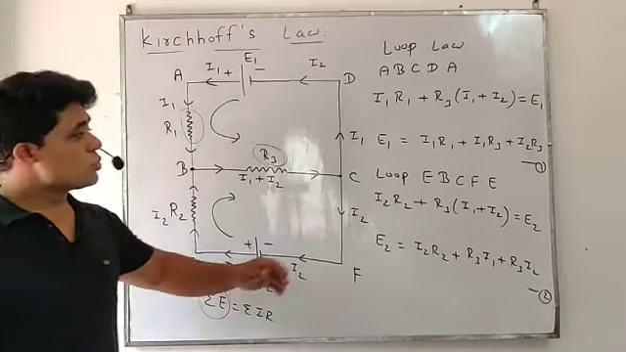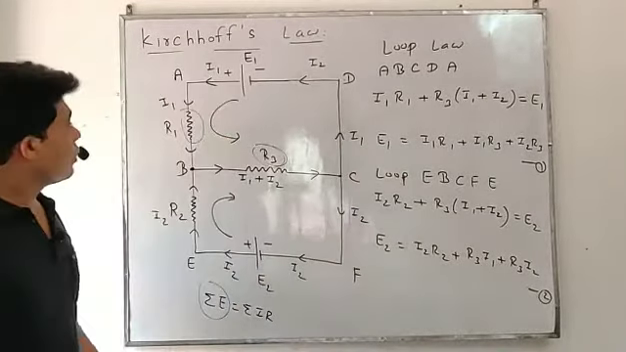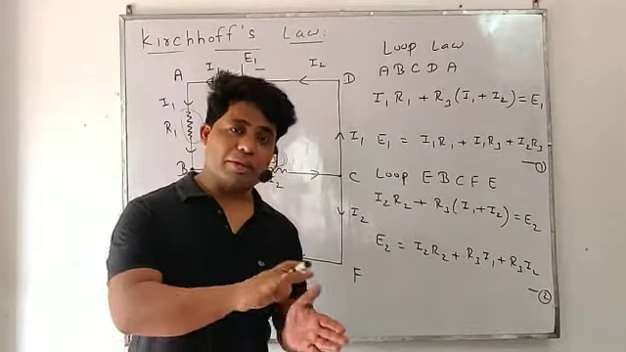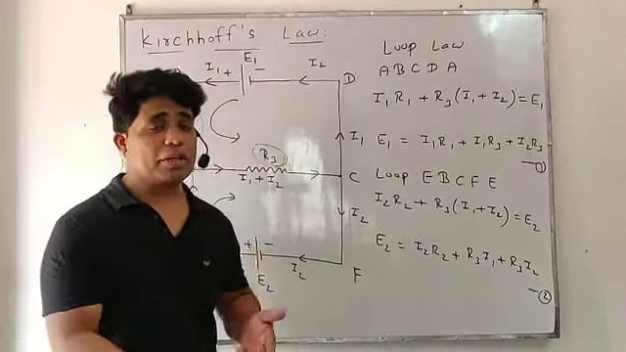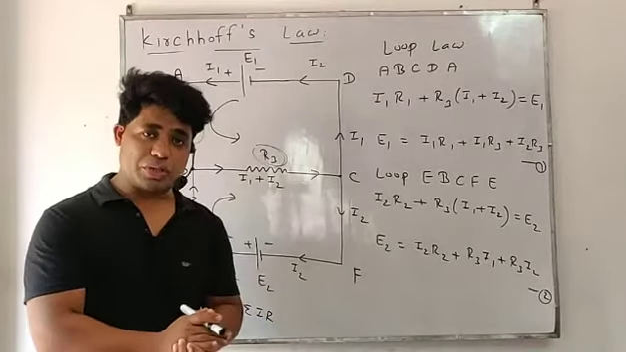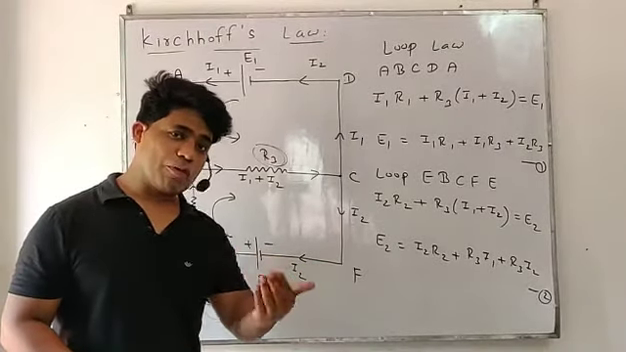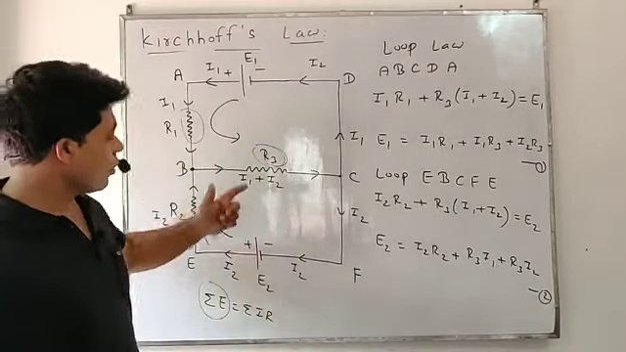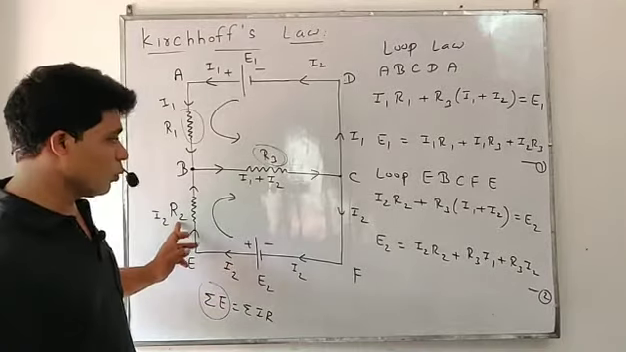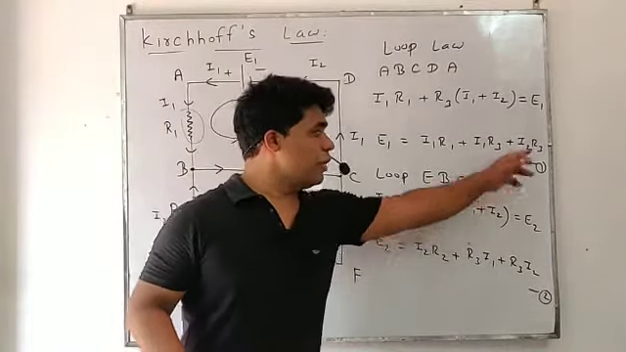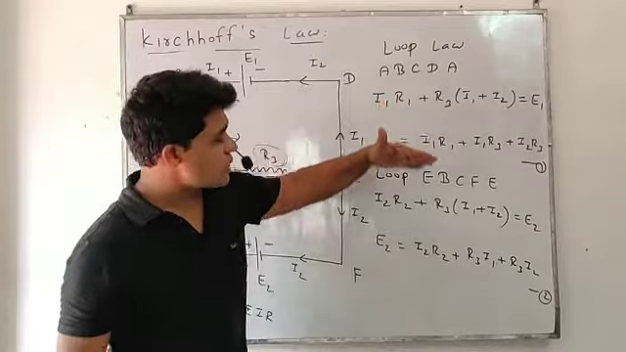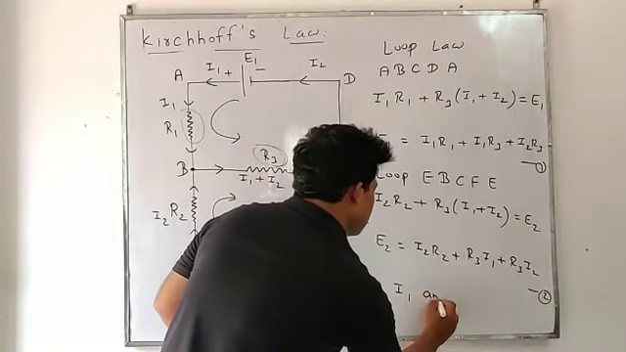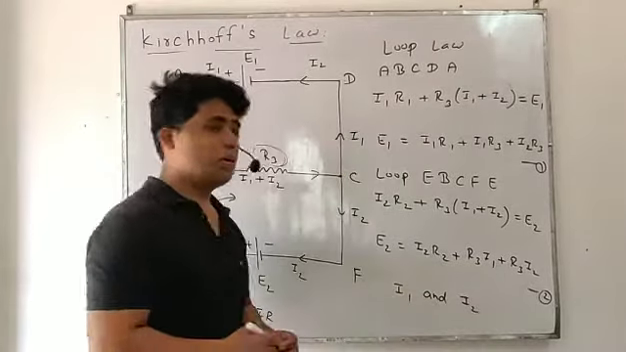Okay students, so we got two equations. We have two variables, I1 and I2, so we made two equations. If we have three variables I1, I2, I3, in that condition we have to make three equations. The number of variables equals the number of equations. Now, if we are given the values of R1, R2 and R3, and E1 and E2, by solving the first and second equations we can get the amount of I1 and I2.